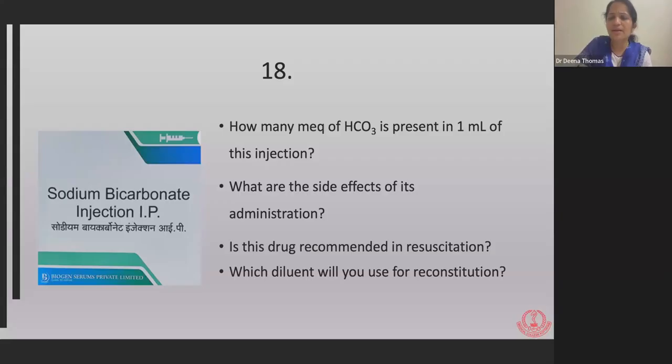So 5% dextrose, sterile water or 5% dextrose. What we want to hear is, we don't want to hear normal saline. That is what I am saying. We don't want to hear normal saline, because it's already having sodium. It is dextrose, 5% dextrose or water.